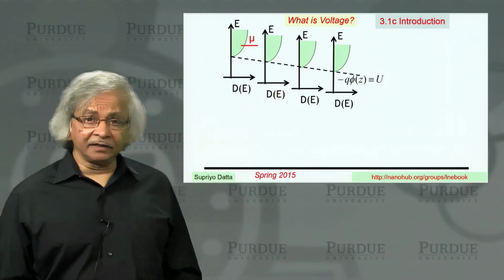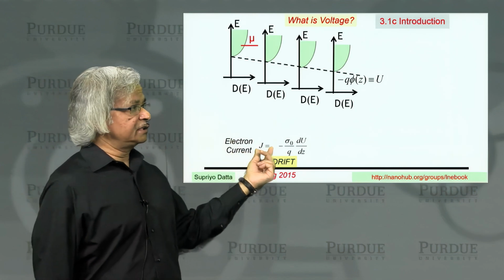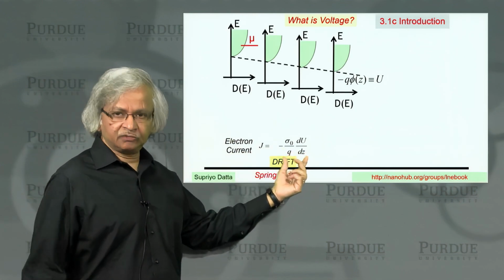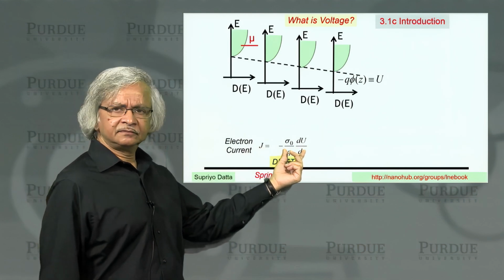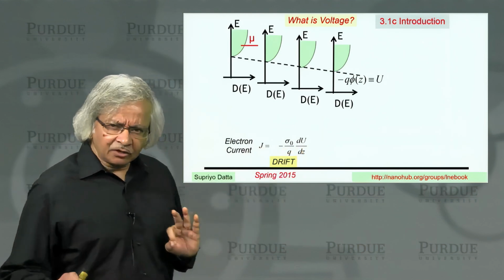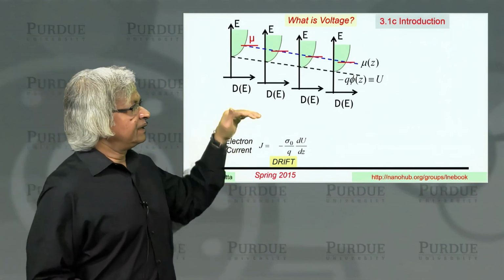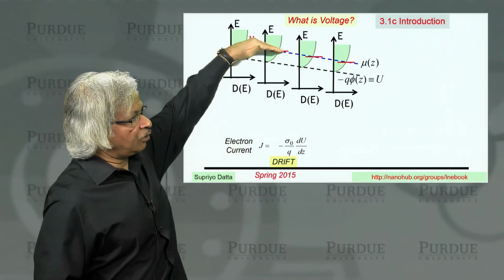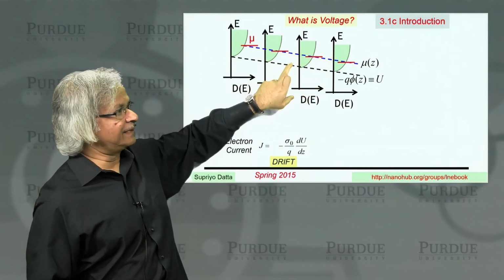So is there a current? Well, if you write the electron current as being proportional to this electric field, then you'd say, yes, there is a current. But that's really not quite true. That's true only if the electrochemical potential also goes down, like I've shown here, only if this is parallel to this.